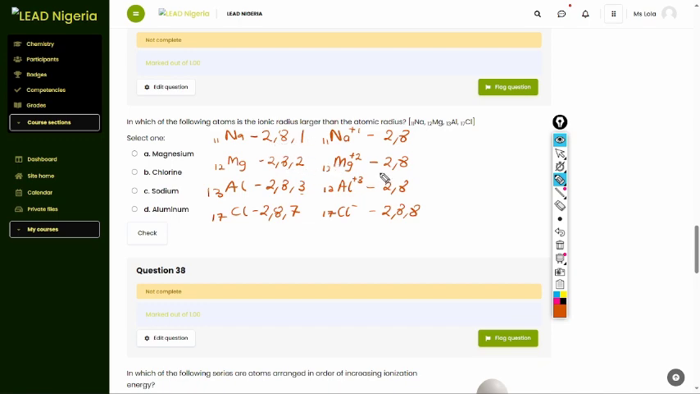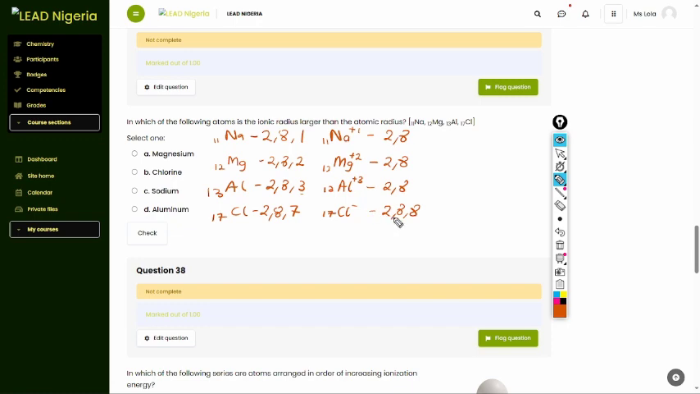Same goes for magnesium. This is 2 shells and then this is 3. So the radius here is smaller than the radius here because there are only 2 shells here. Same for aluminium. So generally for cations, positively charged ions, when they lose electrons, the shell reduces and so the radius also reduces. But for anions, when they accept electrons, they have more electrons than the actual neutral atom.